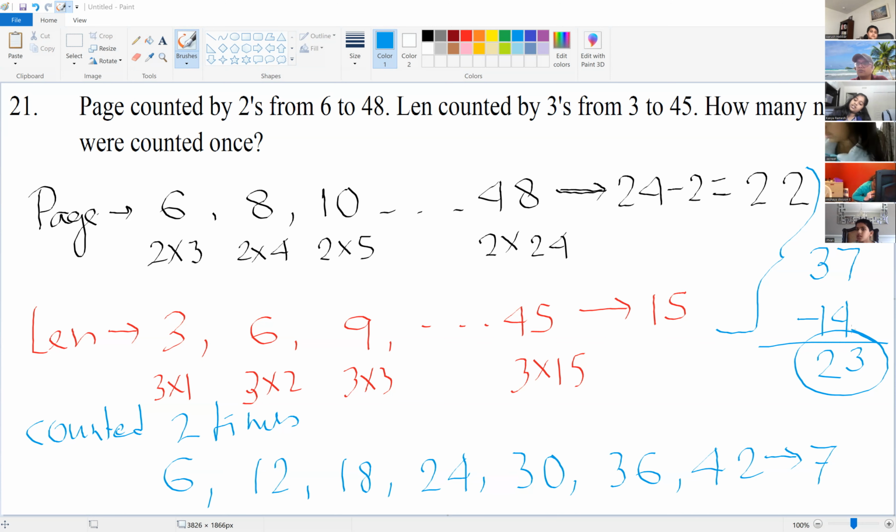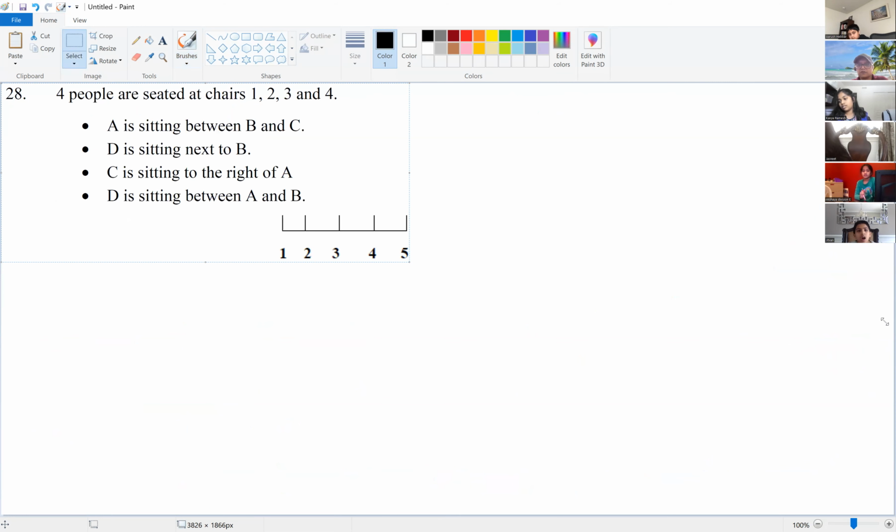Can you do 28? 28. 28 and 29. Okay, so 28 is another position question, similar to 27. So let's see.